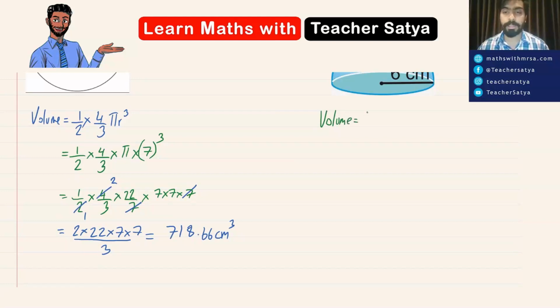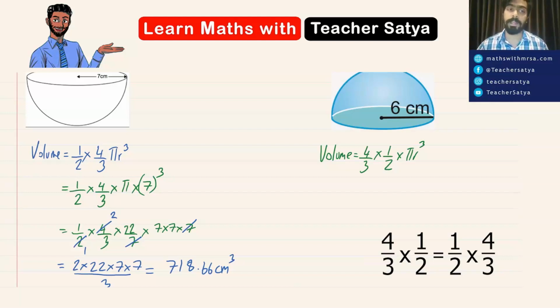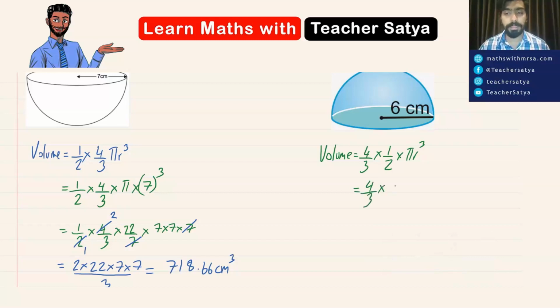So the volume is 4/3 times 1/2 times pi r cubed, right guys? So when we talk about multiplication, however you swap the places, it will still be the same, right guys? So in this, what we will do is 4/3 multiplied by 1/2 multiplied by pi multiplied by our r is 6 centimeter, so 6 to the power of 3, right guys? Now what we would have here is 4/3 multiplied by 1/2.